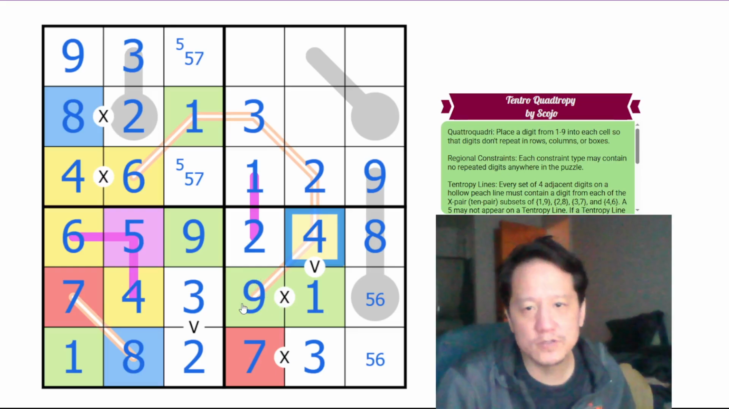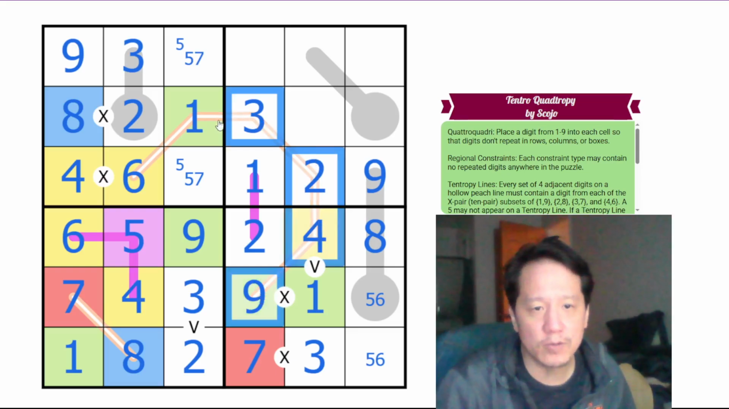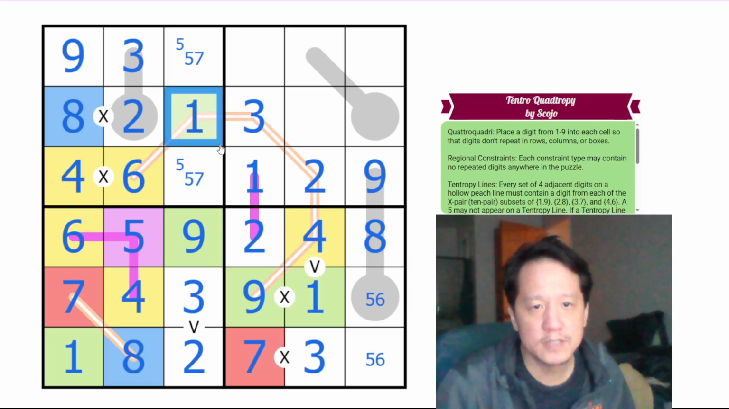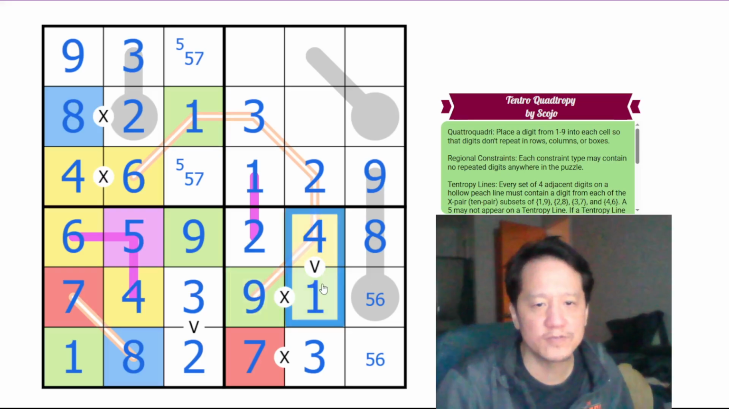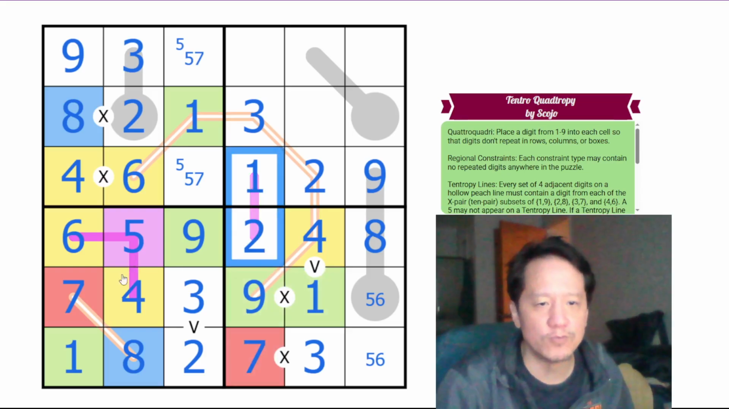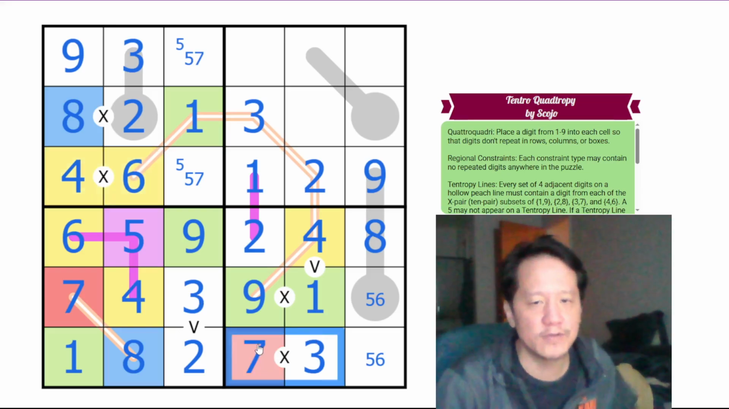Okay, so let's make sure the regional constraints are correct for Tentropy. We have 1, 2, 3, 4, 6, 7, 8, and 9. No repeats. For the V's, we have 1, 2, 3, 4. No repeats. For red bands, we have 1, 2, 4, 5, 6. No repeats. For X's, we have 1, 9, 2, 8, 4, 6, and 3, 7. No repeats.